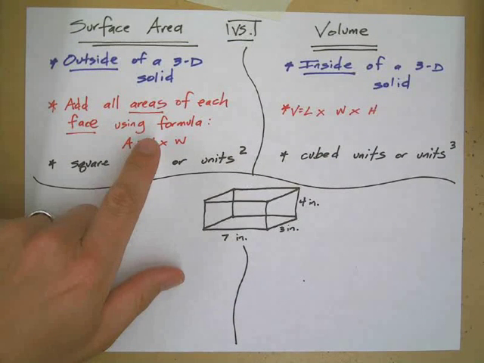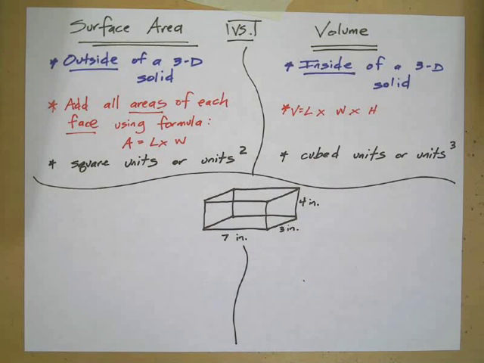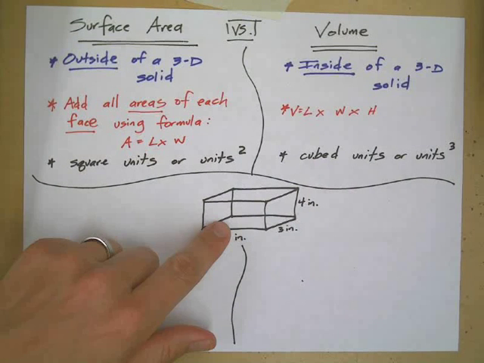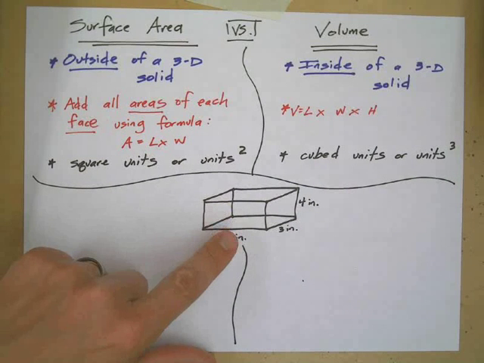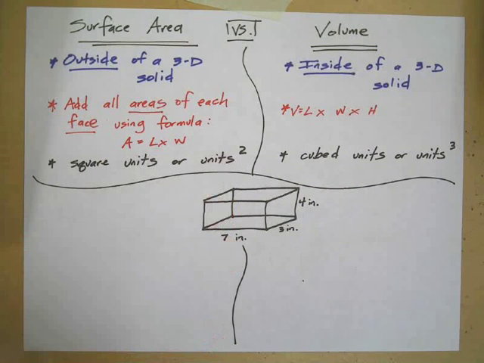We solve for surface area by adding all the areas of each face using the formula area equals length times width. In our shape down below, which we'll be solving in just a moment, there are 6 faces. There's a top, a bottom, a front and a back, and a left and a right. For volume, we deal with all 3 dimensions, length, width, and height, and we simply multiply them to figure out the volume of our solid.